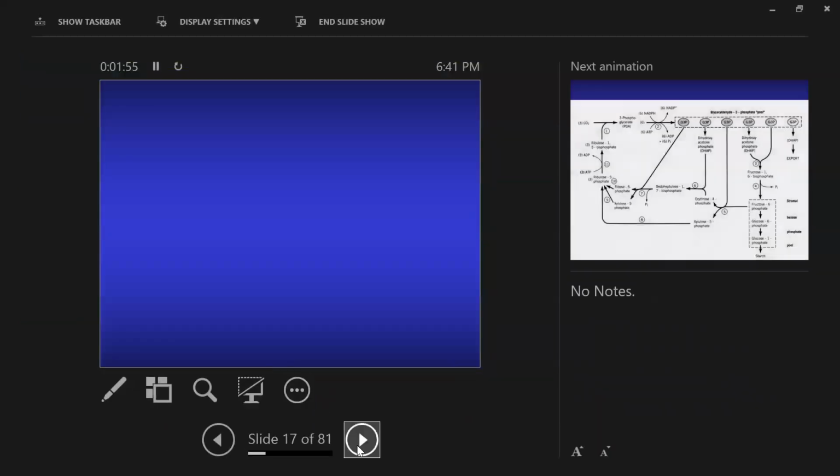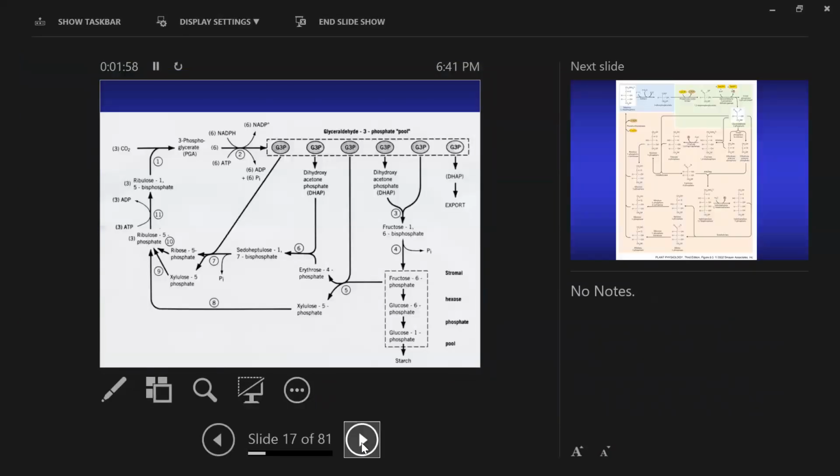What about regeneration? What are we regenerating? Yeah, RUBP. So, any questions on that? Basically, the regeneration, you're starting with that G3P pool. That's how you should think about it. It's starting with that G3P pool. And then you see a whole lot of stuff happening.